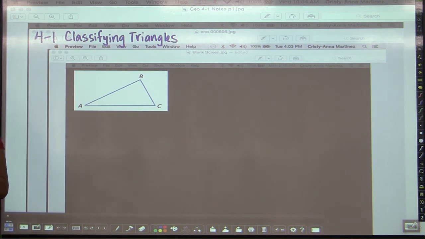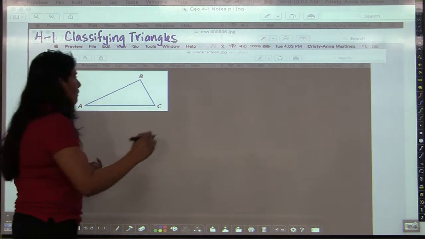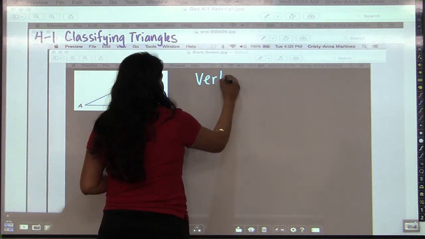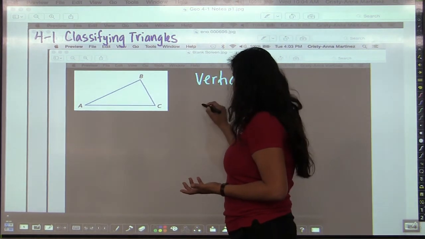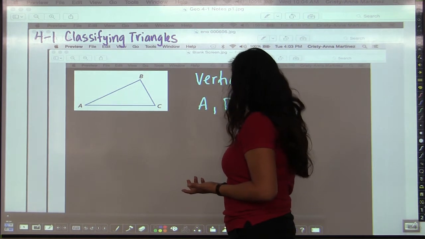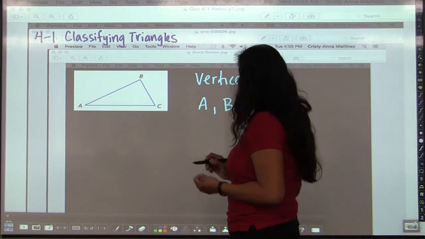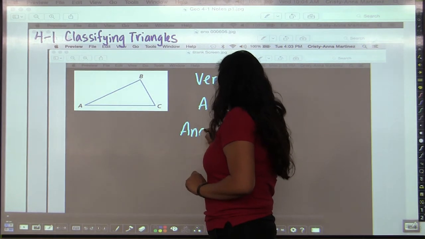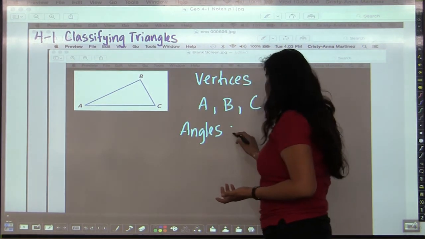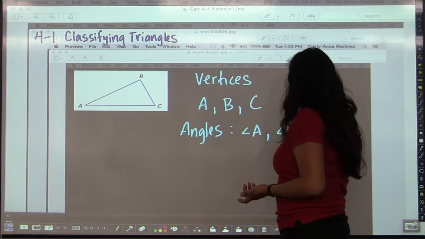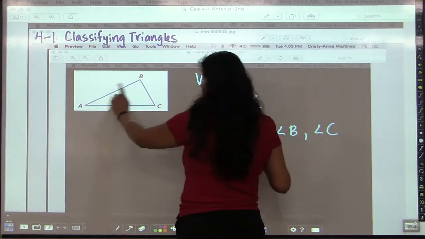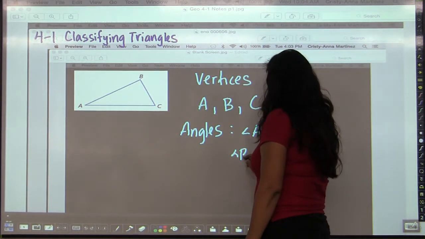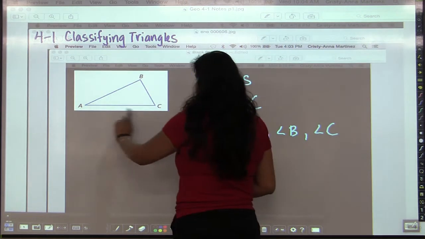Every triangle is going to have vertices, sides, and angles. So I want to start with the vertices. If you wanted to name the different vertices of a triangle, it would be vertex A, B, and C, for example. But what if you wanted to name the angles? Recall that you could name the angle A, angle B, and angle C. But you could also name angle A, angle BAC. You could do that. Or it could be called angle CAB.